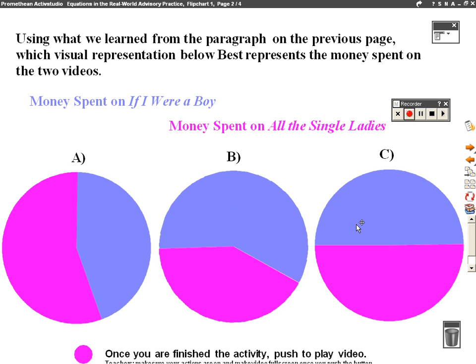Go ahead and pause the video and take a moment to discuss with your class which one you feel would be the best representation. And remember, if somebody disagrees, make sure that they justify why they disagree.